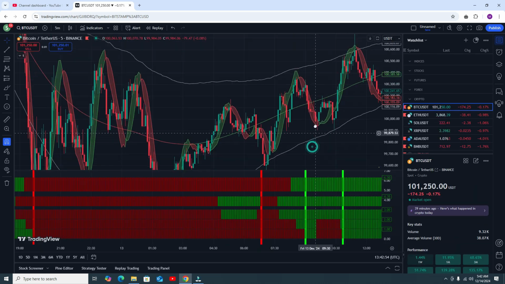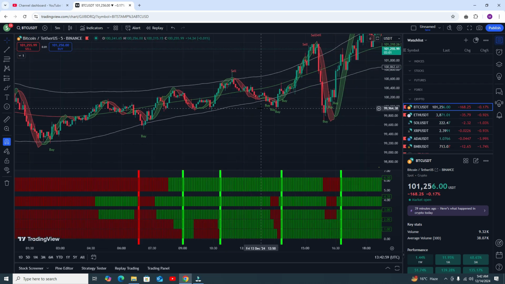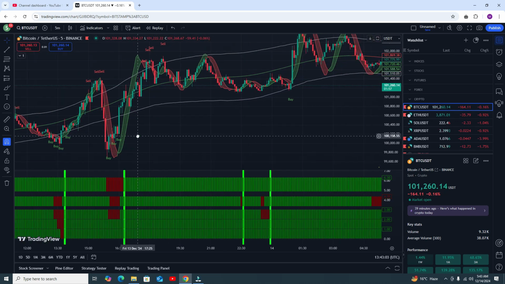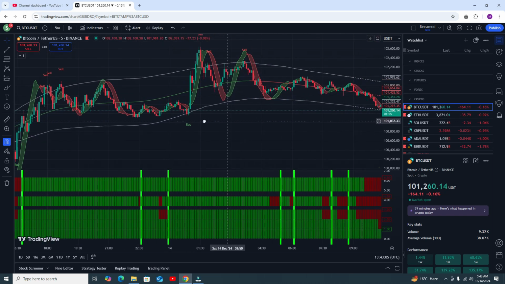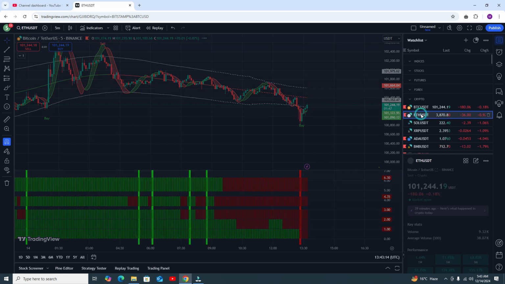Okay, now let me show you an example. This one is a buy trade, a perfect trade, and a successful trade, and now we need to move on to when we get the sell trade. Now let's see the live demo.